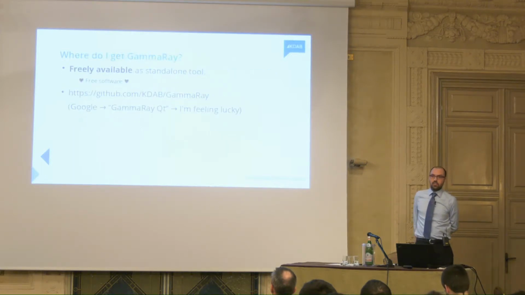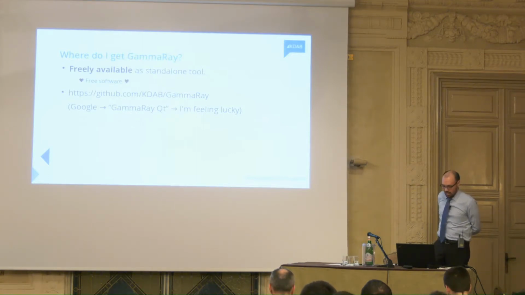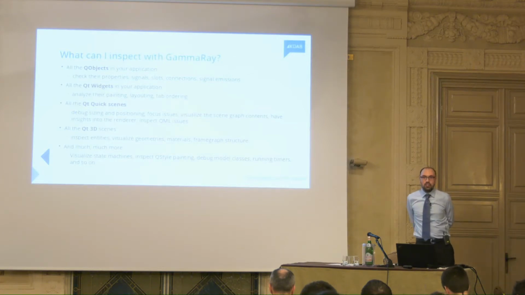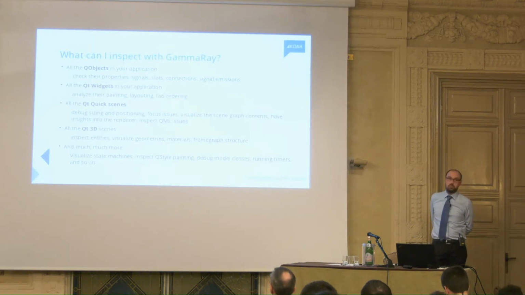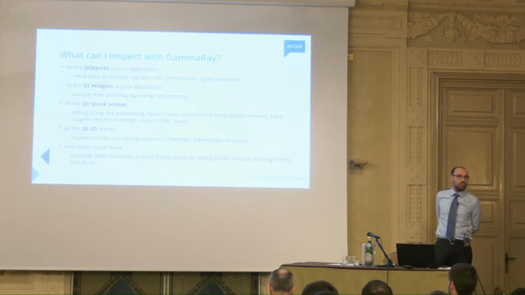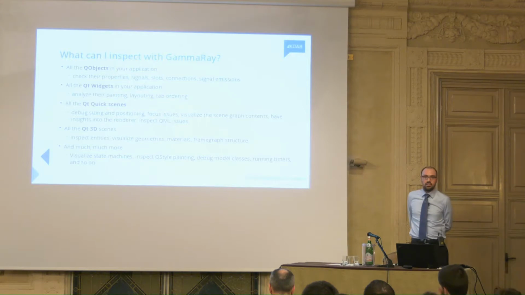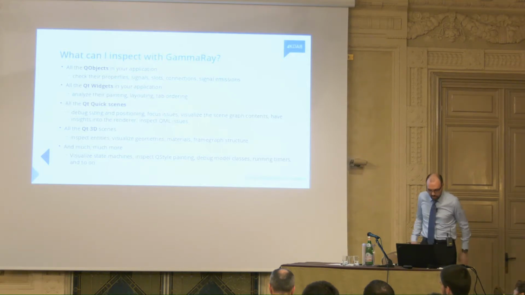How do I get it? Just download it. It's free software. Go there or Google GammaRay Qt. I'm feeling lucky. You will find it. And what can you do with it? You can inspect all the Qt-specific aspects of your application. You can find everything about all the QObjects that are inside your application. You can inspect the Qt widget hierarchies. You can inspect Qt Quick scenes, Qt 3D scenes, state machines, and much, much more than that.